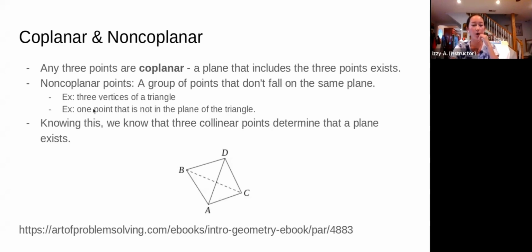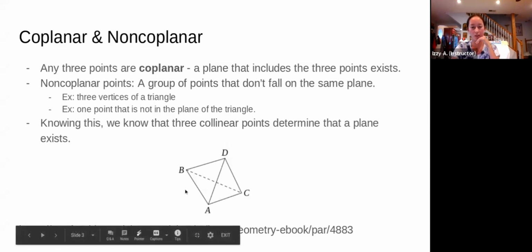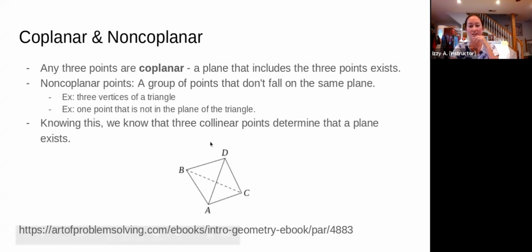So for example, one point that is not in the plane of the triangle, or if you want to look at the quadrilateral, actually, that's not a good example because that's supposed to be, I think, a 3D shape. But imagine if you had a quadrilateral, if there was a point that was not on the quadrilateral, that would be a non-coplanar point. And knowing this, we know that 3 collinear points determine that a plane exists. As long as there are 3 points that are collinear, which means that they fall on the same line, then there is a plane.